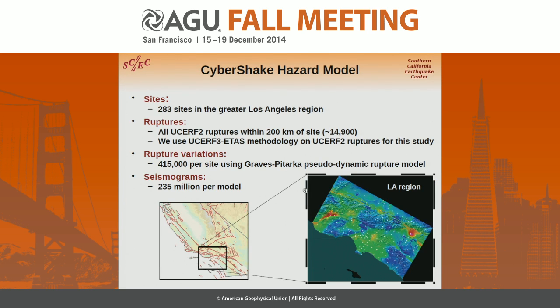For this particular study, we used a CyberShake model with 283 sites in the greater Los Angeles region. CyberShake has so far only been computed using the UCERF2 ruptures. So for this study, I take the UCERF3 ETAS methodology and apply it to the UCERF2 rupture set. This results in about 415,000 rupture variations per site and a total of 235 million seismograms per model. So it's a very large model that requires significant high-performance computing resources.